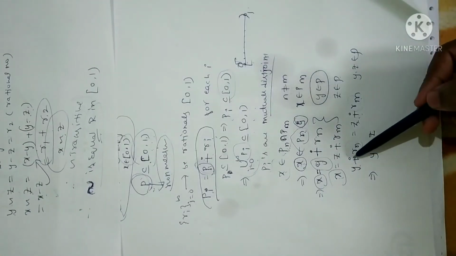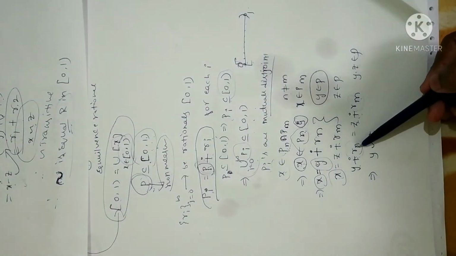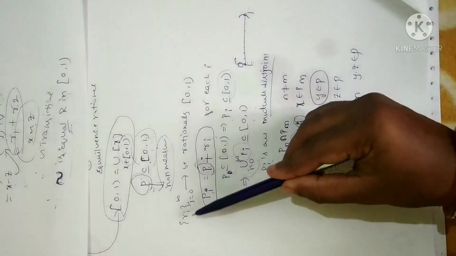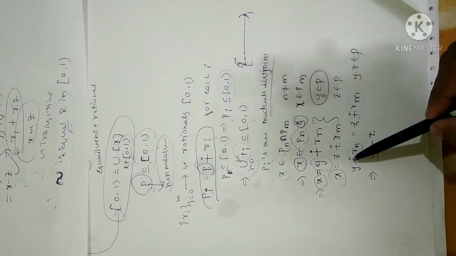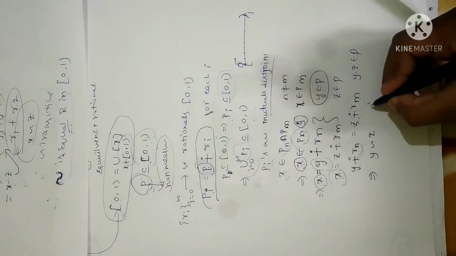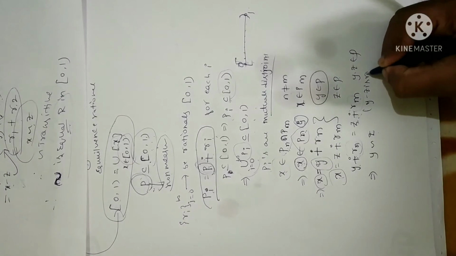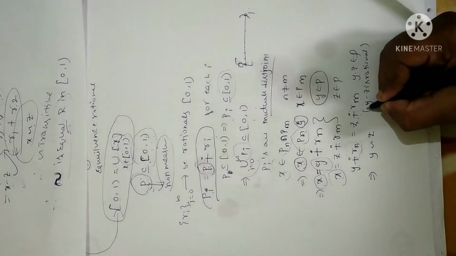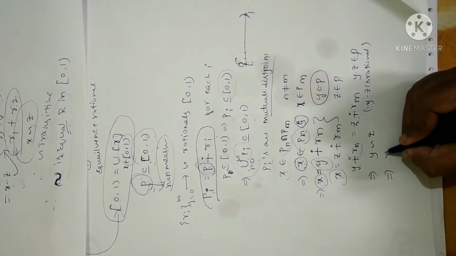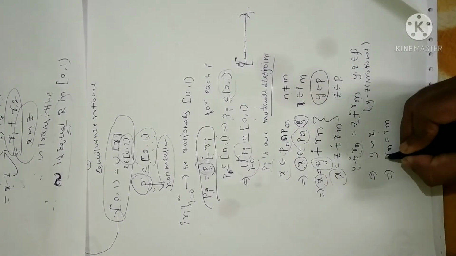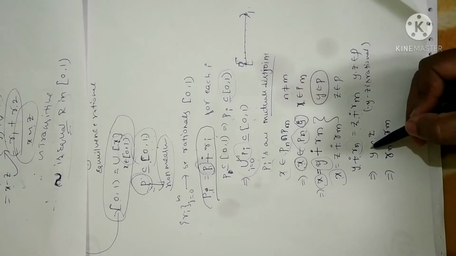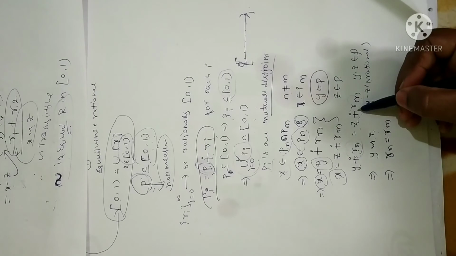Since Rn and Rm are rational numbers, as I have chosen these two elements from this set, they are rational numbers. Again, when you take the difference y minus z, it will be a rational number. I'll write here: y minus z is a rational number. So I can write y is related to z. If y is related to z, I can clearly write Rn is equal to Rm, in the sense that the difference is a rational number. It is an equivalence relation, so Rn is equal to Rm.